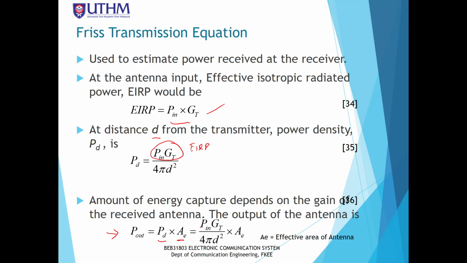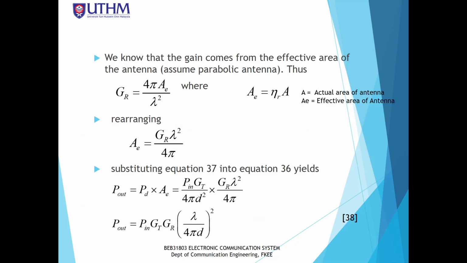So this PD, power density, is P in multiplied with GT, so we can put it inside the equation. P in multiplied with GT divided by 4 pi d squared, multiplied with AE. So now the issue is, how much is AE? So AE, the effective area of the antenna, is equal to the antenna efficiency multiplied with the actual antenna dimension, the actual area of the antenna.